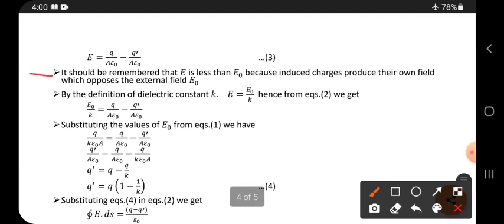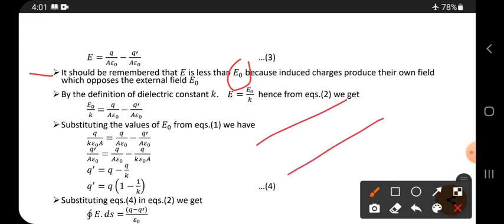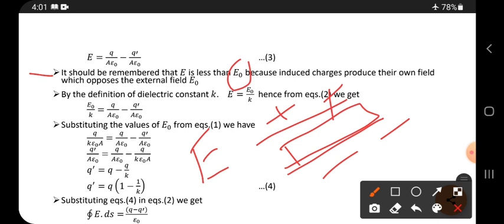It should be remembered that E is less than E naught. E naught is the electric field when there is no dielectric between the two plates. E is the electric field when there is a dielectric between the plates. So E is less than E naught. Why is it always less?